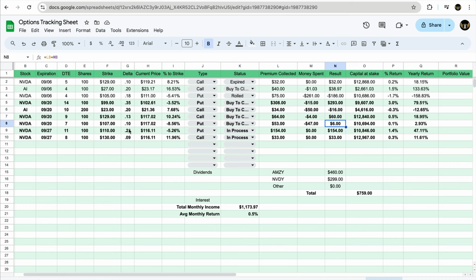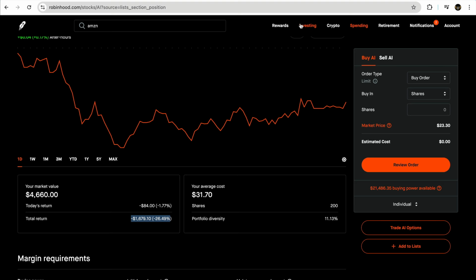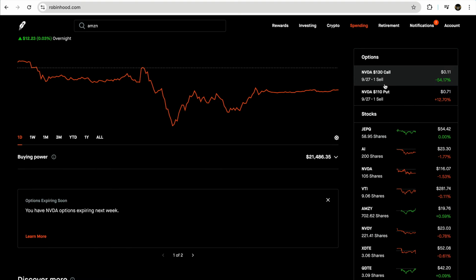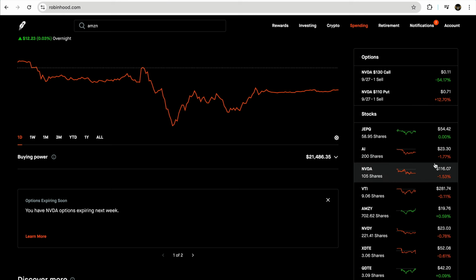Decided to just play it safe. But then they ended up getting back into it. I got another put here on NVIDIA at a strike price of $110, expiring 9/27, and collected $154 for that. So this is an open trade, and the next open trade is a call I've got on NVIDIA. I collected $33 for that, and you can see that reflected in my account here. I've got a call at 130 and a put at 110, and the price of NVIDIA is right around 116, so it's just hovering around the middle there. Hopefully these will both close out, and I'll just collect the premium and keep going.